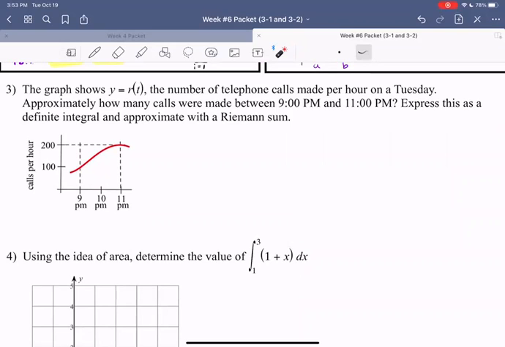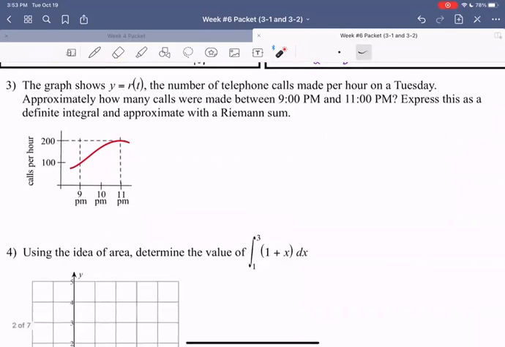So this question says, the graph shows y equals r of t, the number of telephone calls made per hour on a Tuesday. Approximately how many calls were made between 9 p.m. and 11 p.m.? Express this as a definite integral and then approximate with Riemann sums.